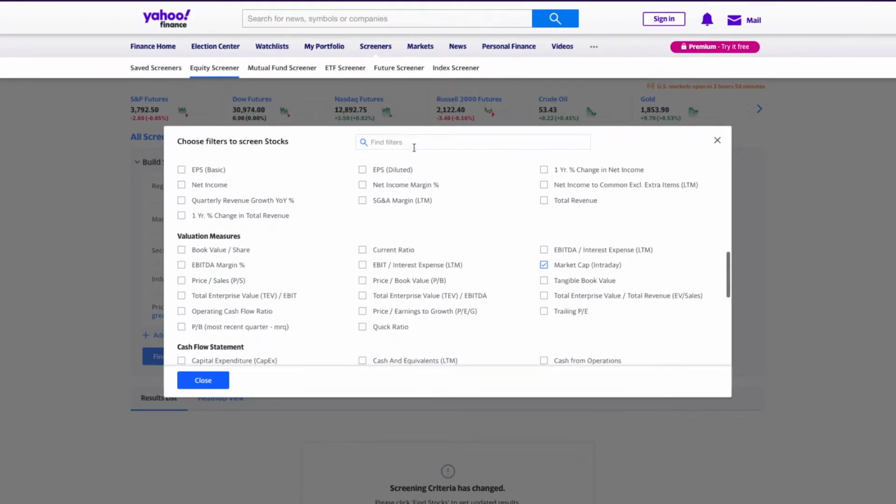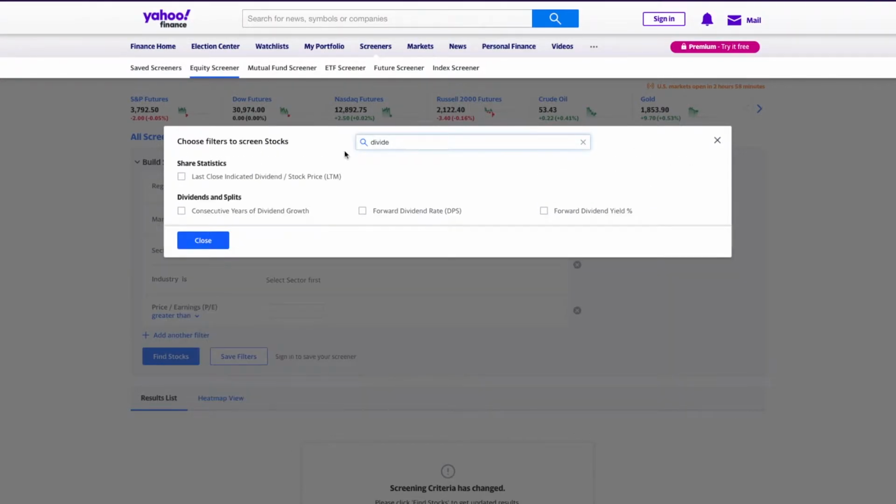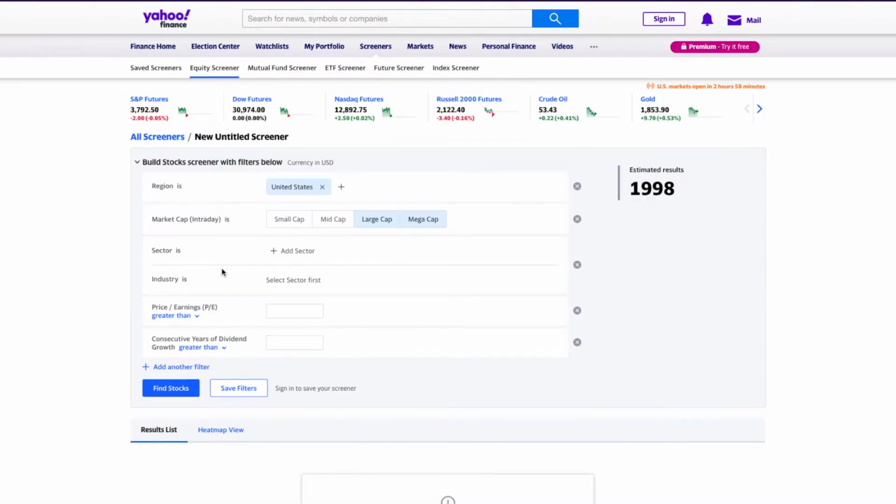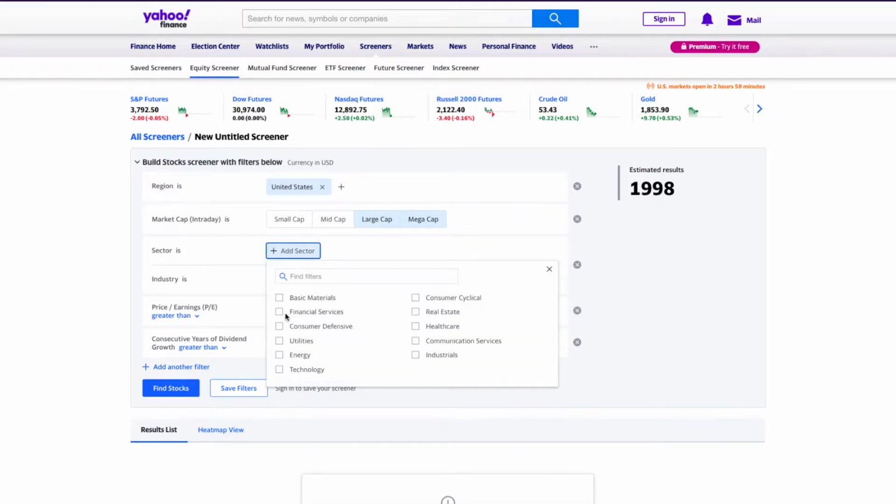We'll also look at the dividend, because with a long-term position, you might also be interested in that. Another indicator of a healthy company is consecutive years of dividend growth, so we're going to apply that as well. And we're going to set the sector as financial services for this example, guys.